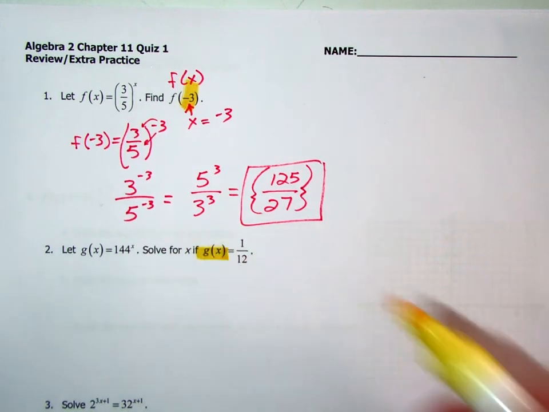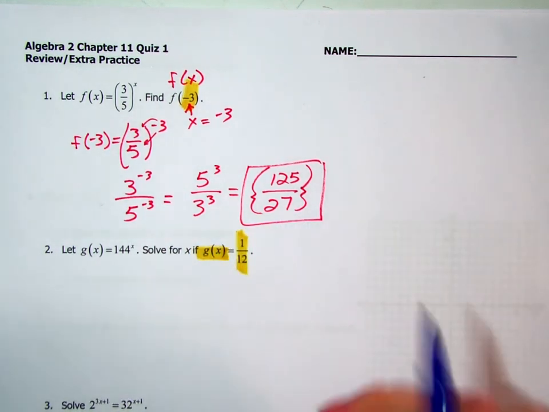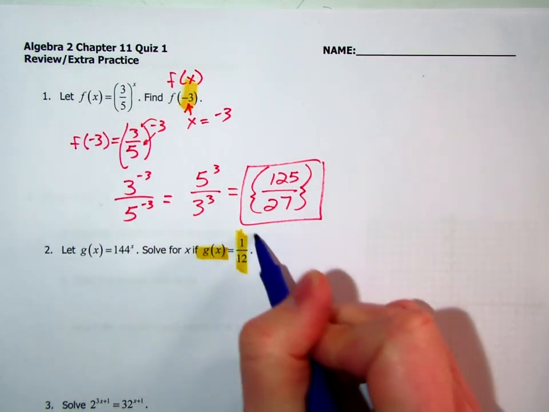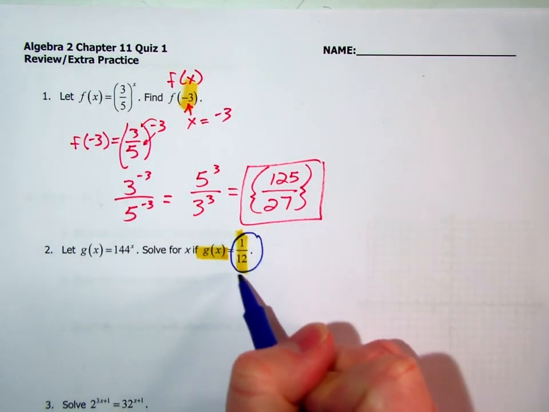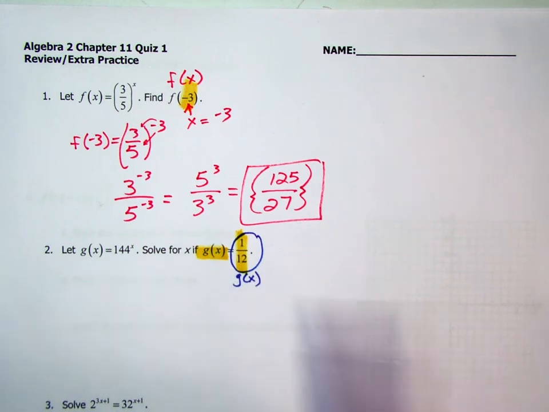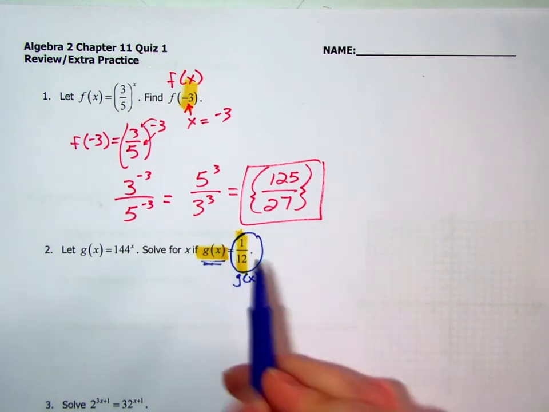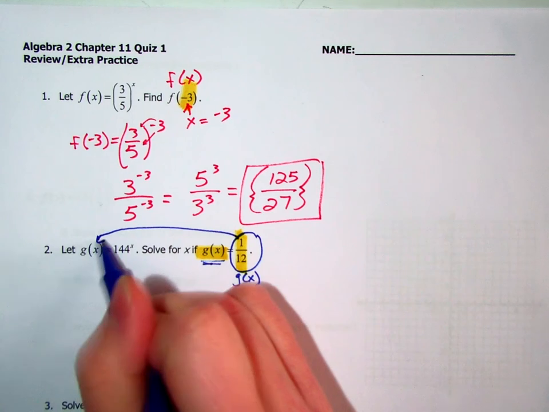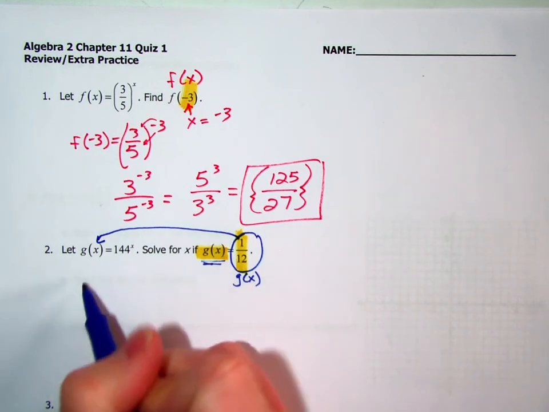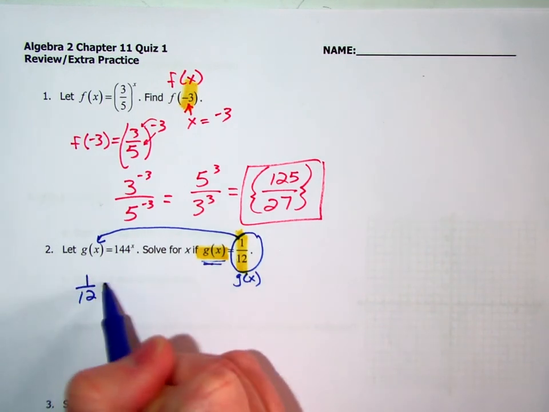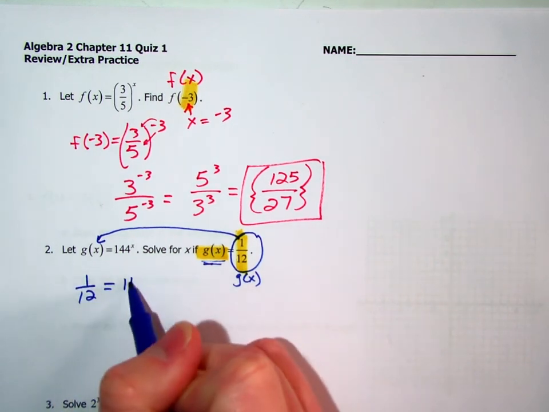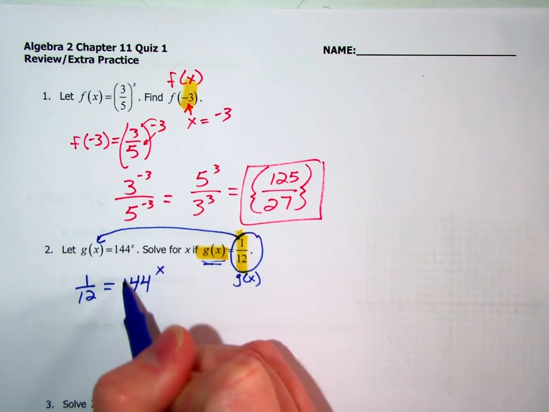Now, number 2 is very similar, but in this case, if you're looking at this, it's telling you that g of x is the same as this. So in this case, this 1/12 is replacing g of x. It's not replacing the x because it's not in the spot of the x. It's replacing g of x. So I'm going to take the 1/12 and put it in place of the g of x. So we would have 1/12 equals 144 to the x power.